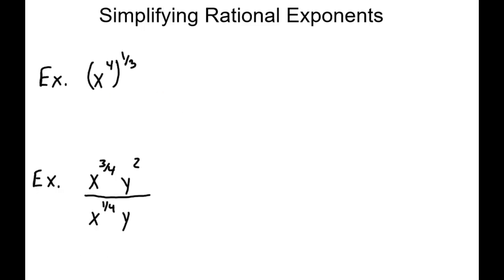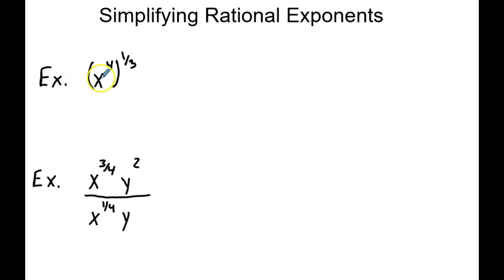Now we're going to work on simplifying rational exponents. So we're using the same ideas, the same properties we did earlier in the year when dealing with integer exponents. If we have a power to a power, we're going to multiply. If we're dividing with the same base, we subtract the exponents. Anything raised to the 0 power is 1. All of those same properties. Now we're just going to work with fractions.